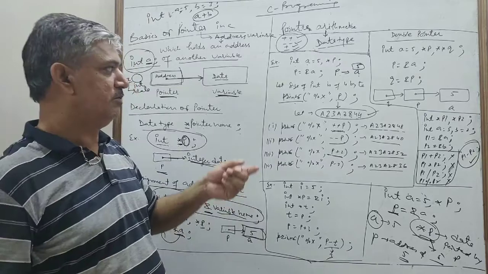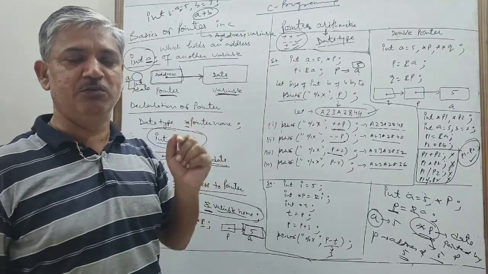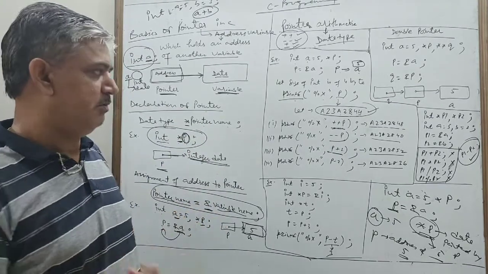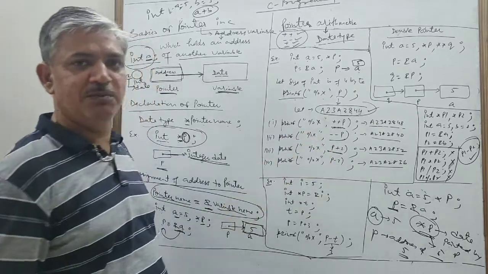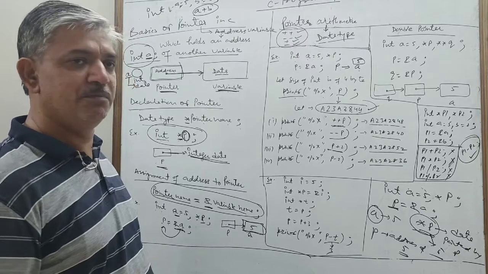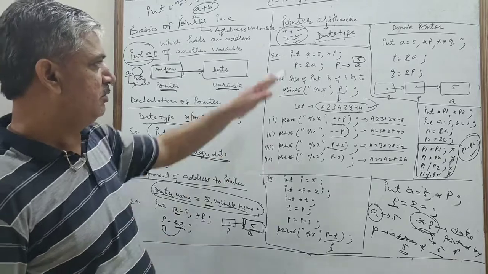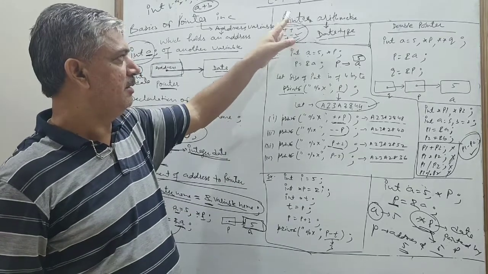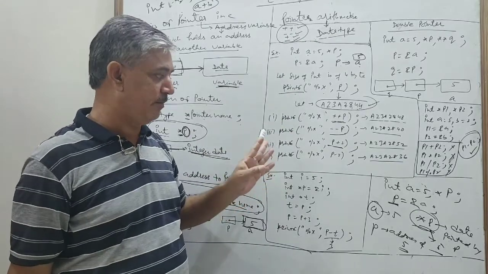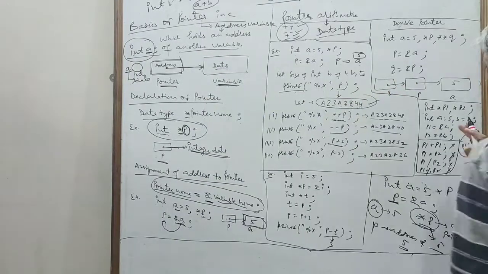Clear? Suppose the data type is character and assume the size of character is 1 byte. So p + 1 means increment by 1. Clear? p - 1 means decrement p by 1. So these are the permissible arithmetic operations on pointers.